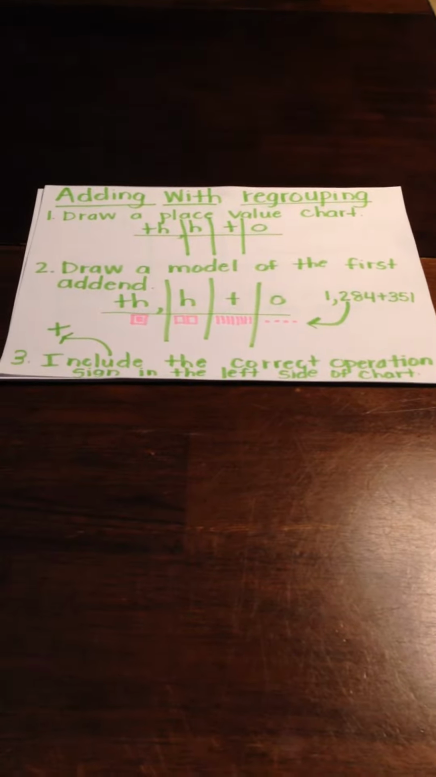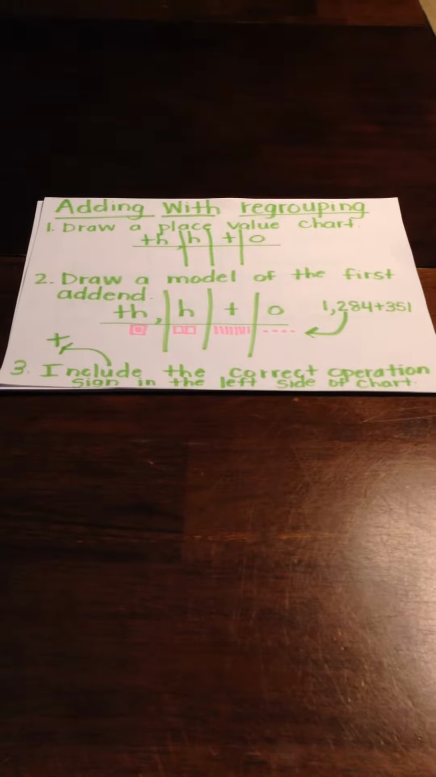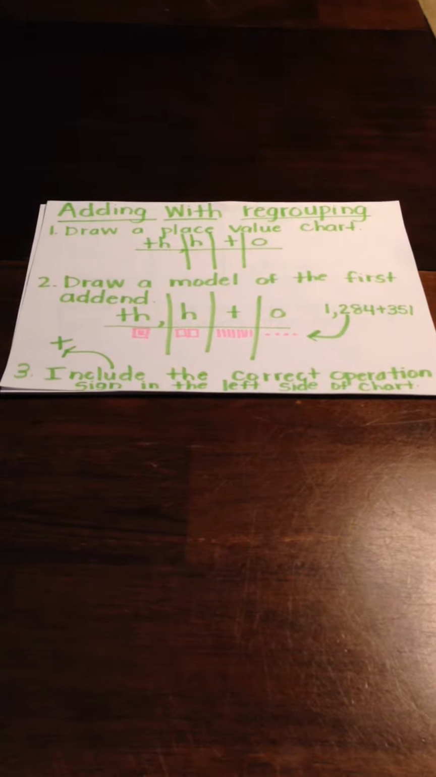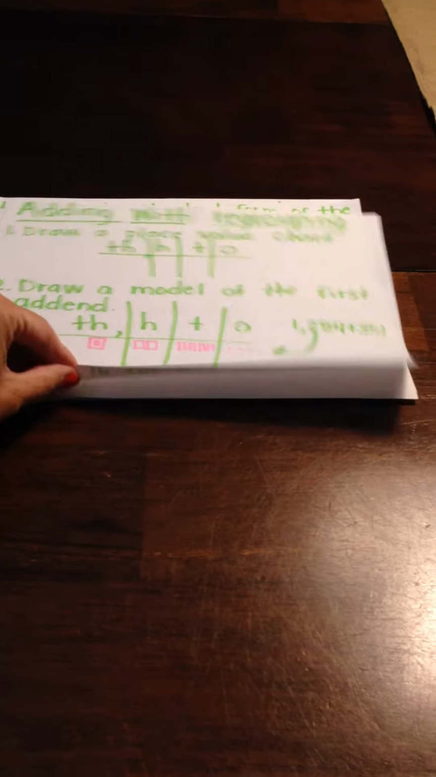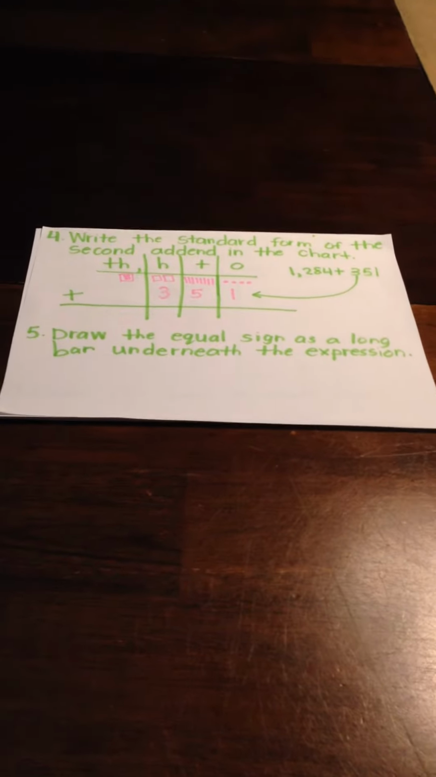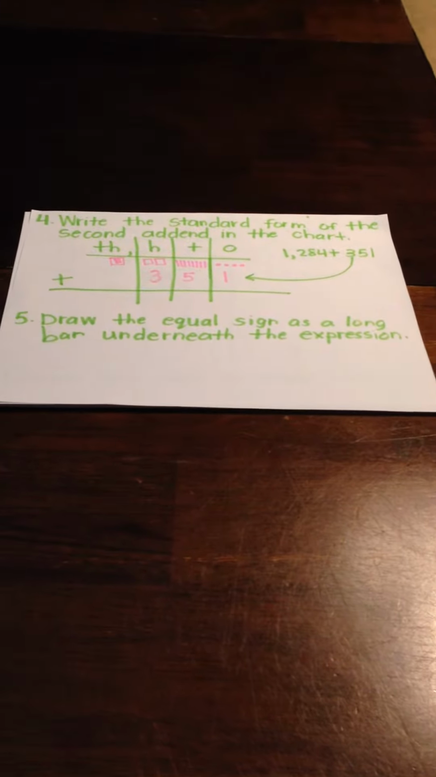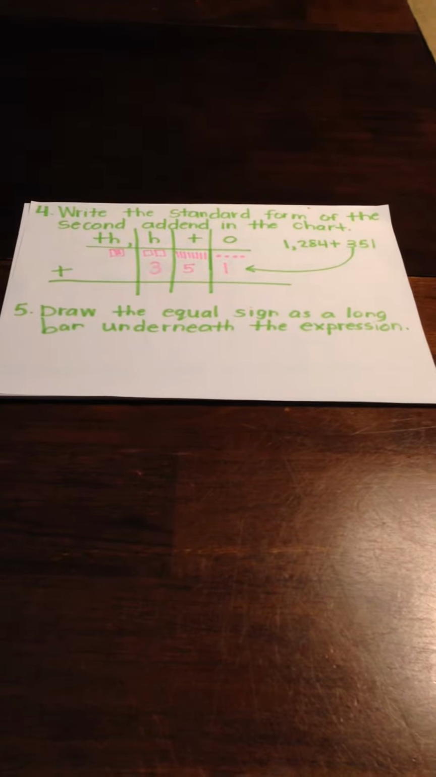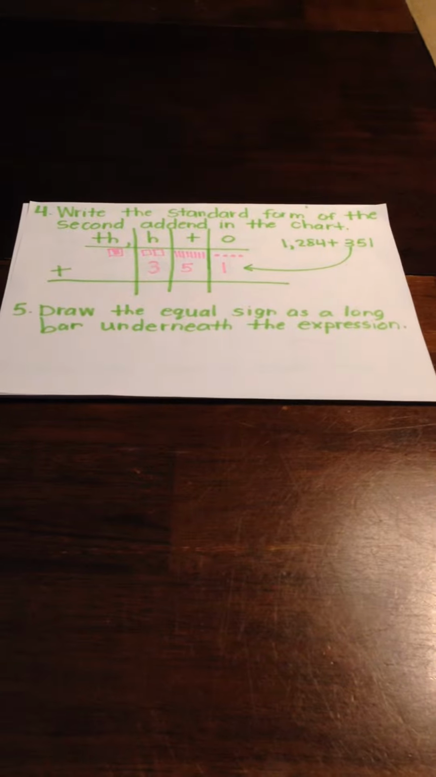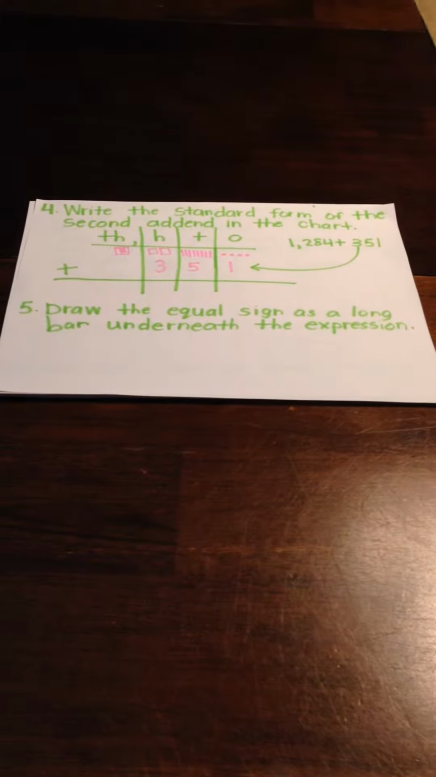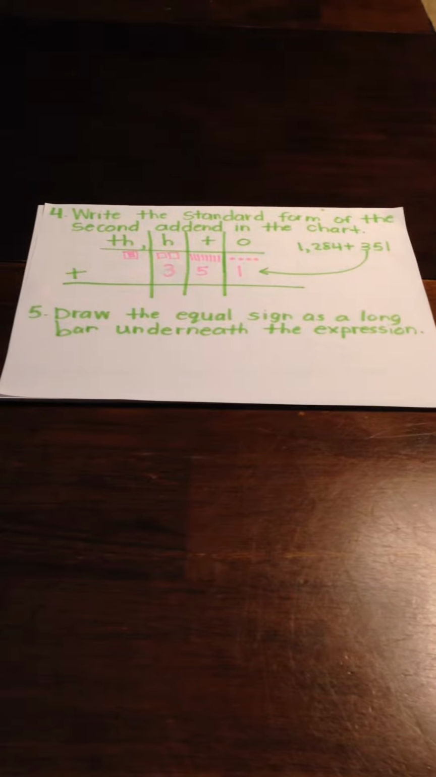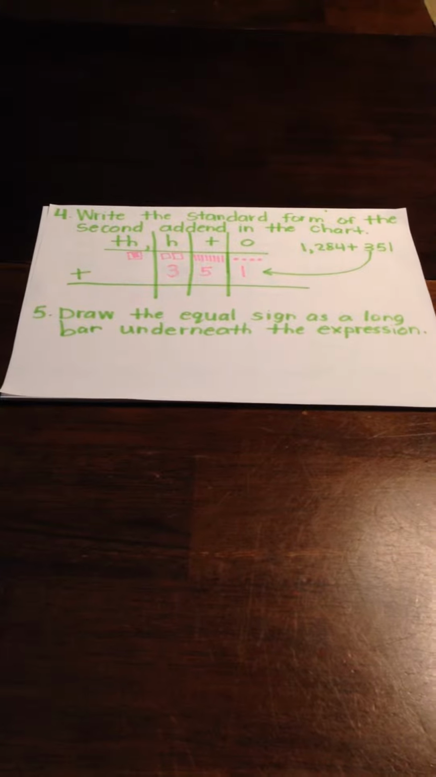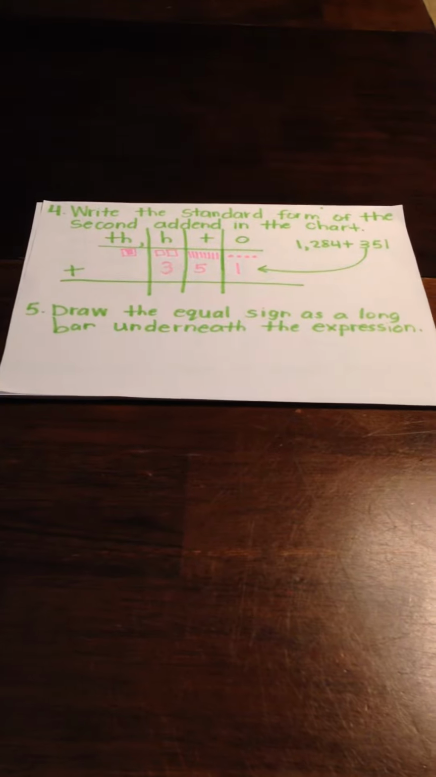The third step is to include the correct operation sign in the left side of the chart. In this case, the operation is addition. The fourth step is to write the standard form of the second addend in the chart. In our example, 1,284 plus 351, 351 is the second addend. We add it into our place value chart by placing a 3 in the hundreds place, a 5 in the tens place, and a 1 in the ones place.